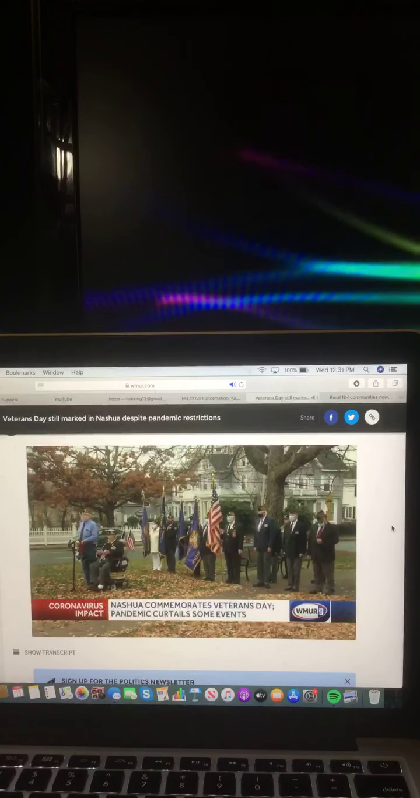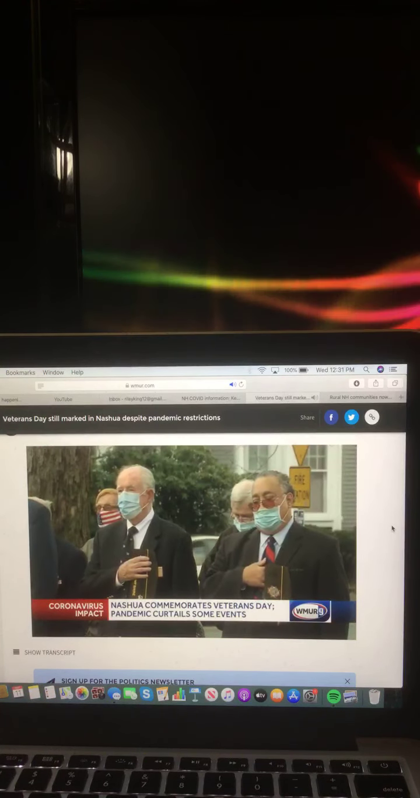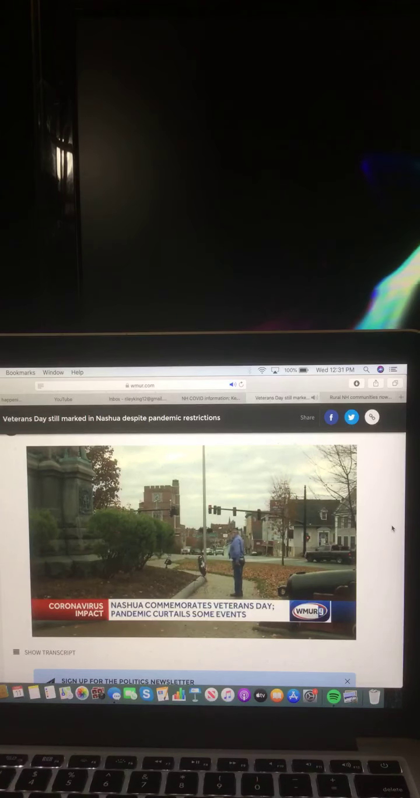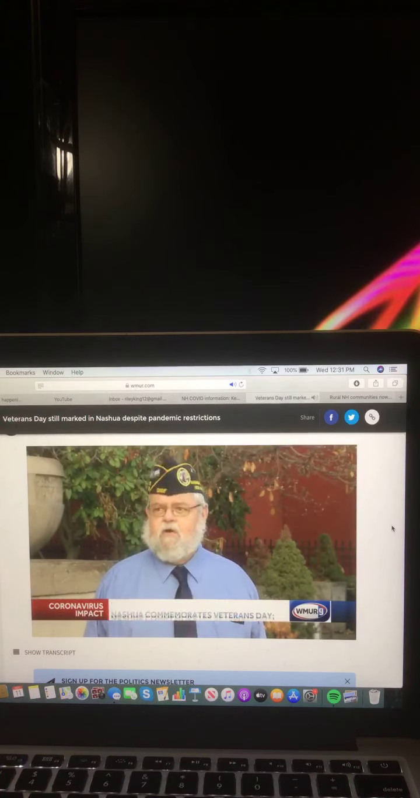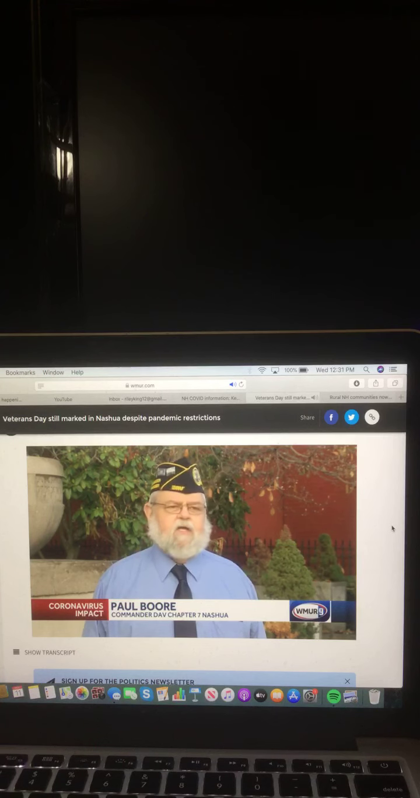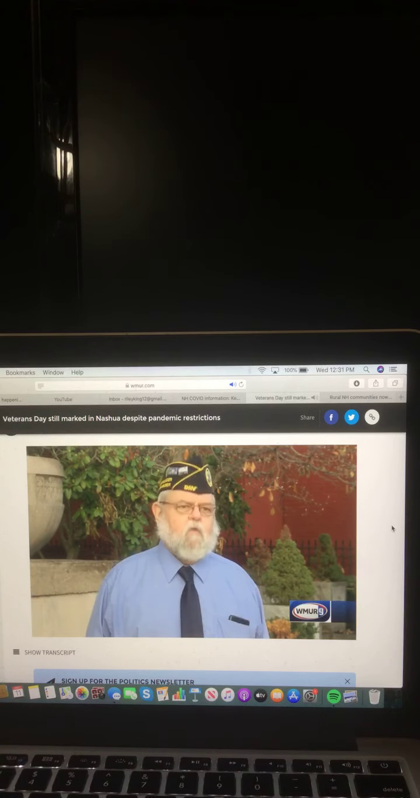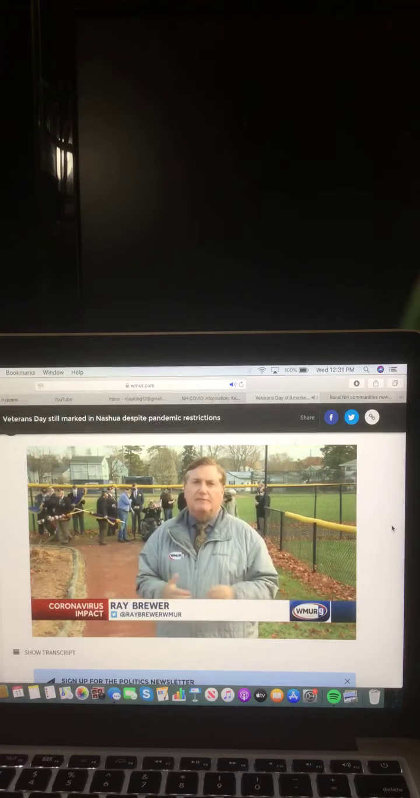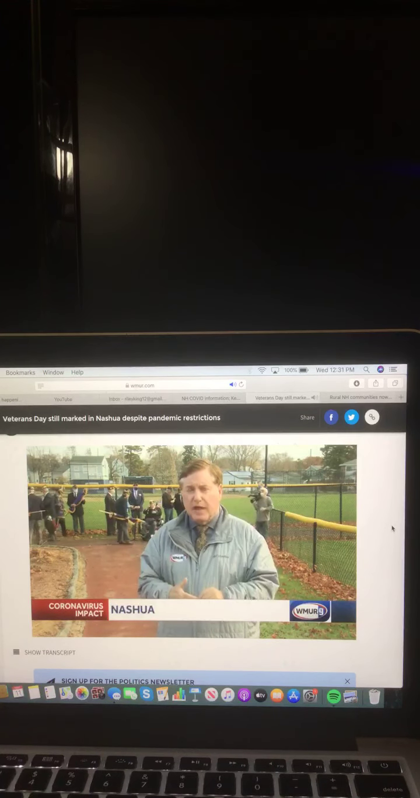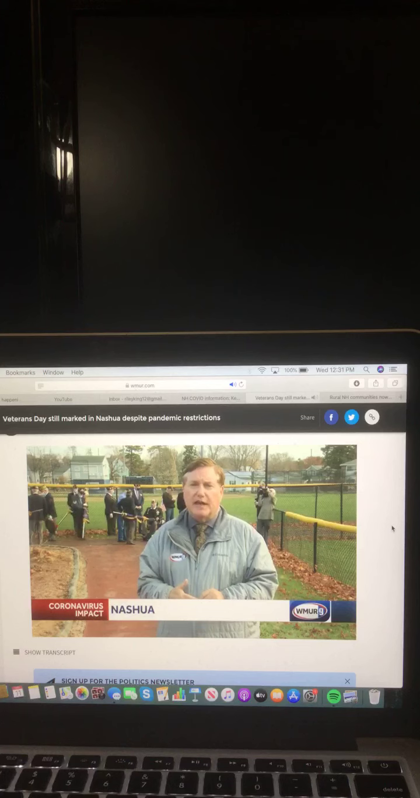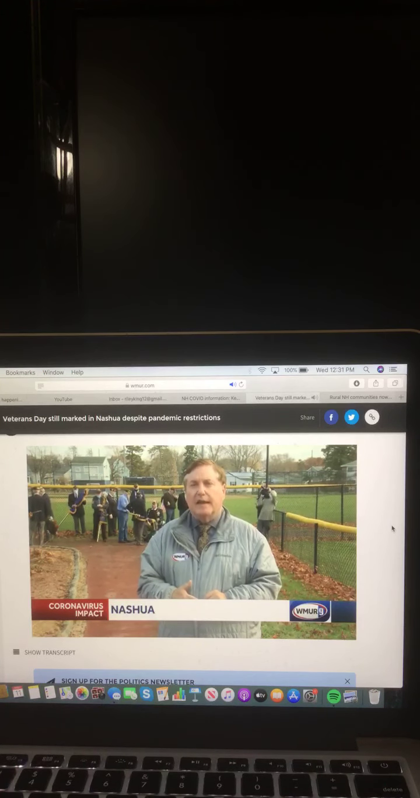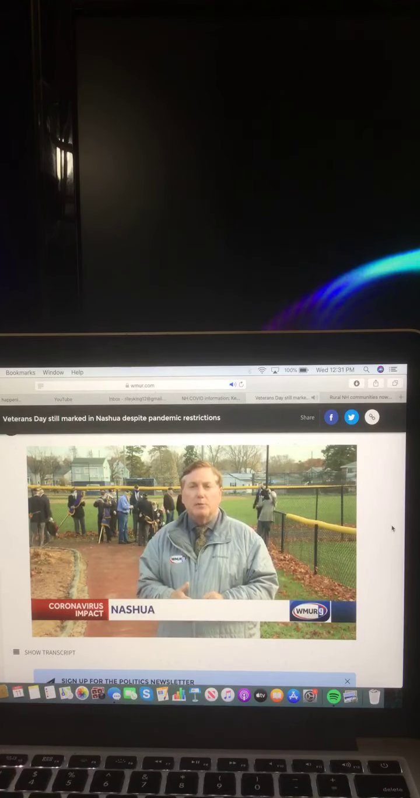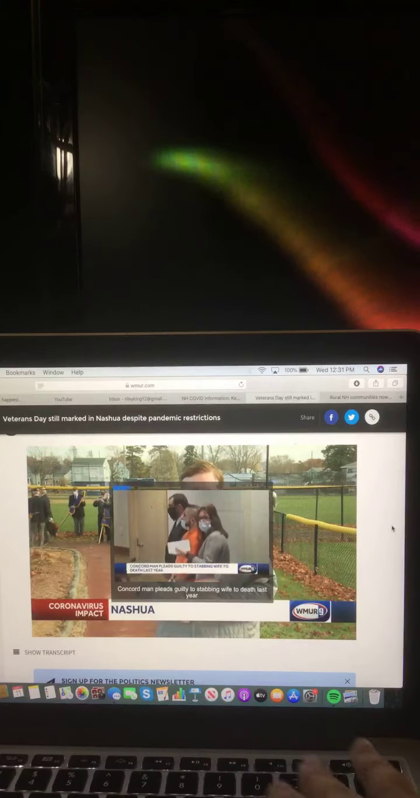And so they gathered around the various monuments in the Gate City to honor service to our nation. We come out, rain or shine, snow, it doesn't matter. We pay our respects. Without a parade, one woman said, it just didn't feel like Veterans Day. But for those who served, as one vet put it, every day is Veterans Day. In Nashua, Ray Brewer, WMUR News 9.